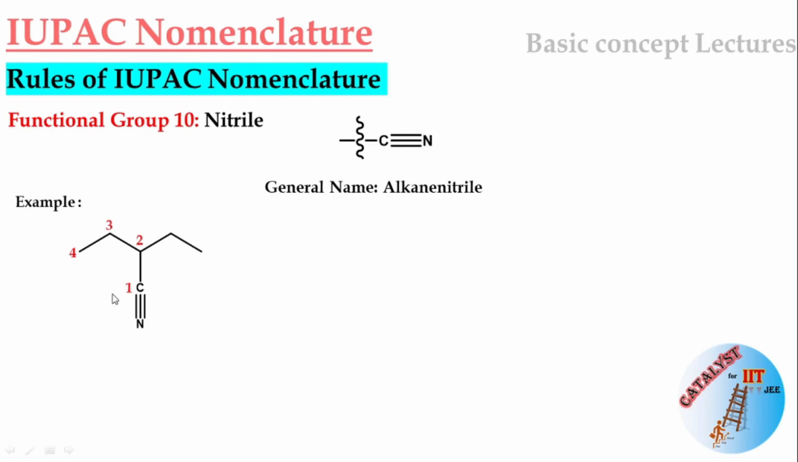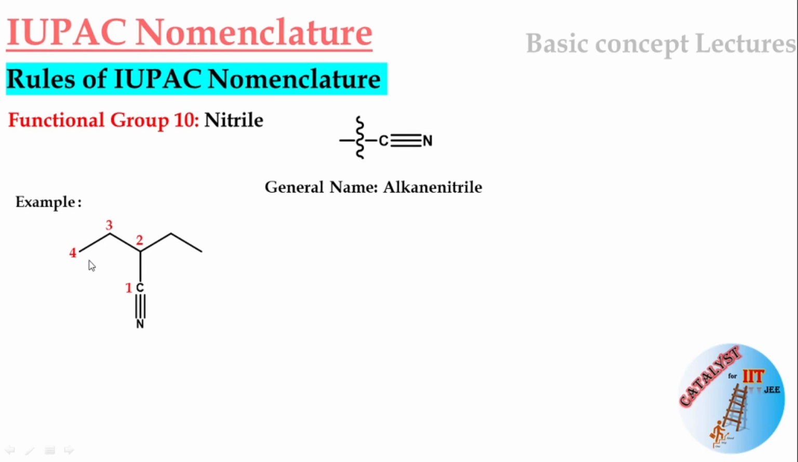Now you have to find the parent chain first. So this is the parent chain, as you have to give priority to your functional group rather than to your substituent. And you can also ask me a question, like you can also start numbering from here up to here, so that the maximum number of carbons is present in your parent chain.